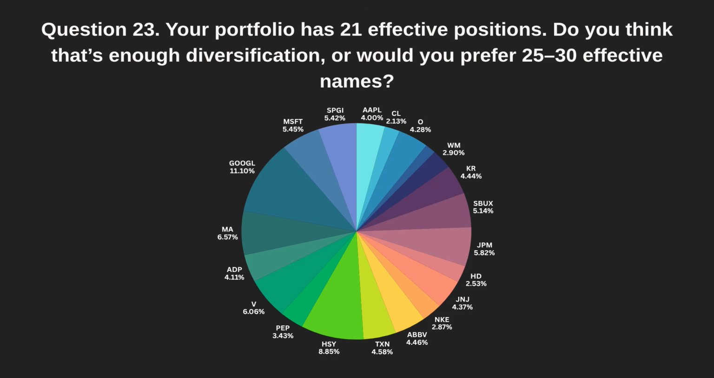Question 23. Your portfolio has 21 effective positions. Do you think that's enough diversification, or would you rather prefer 25 to 30 effective names? Yes, absolutely. I think that's enough. I am company and sector diversified.